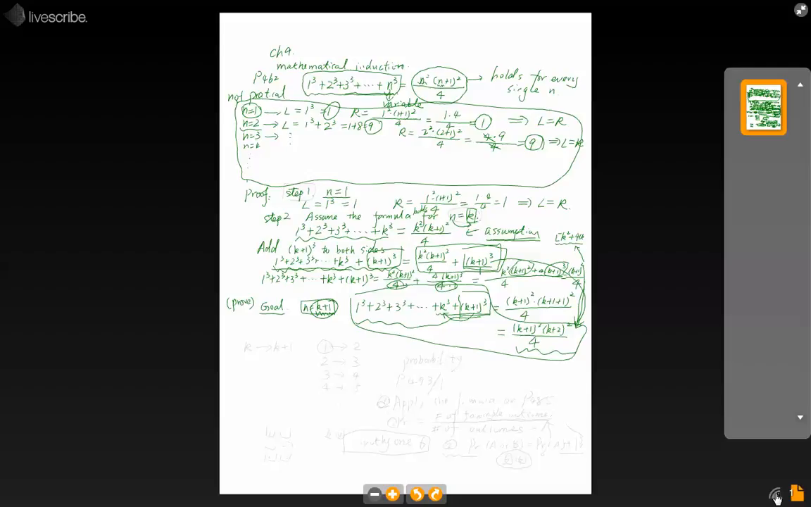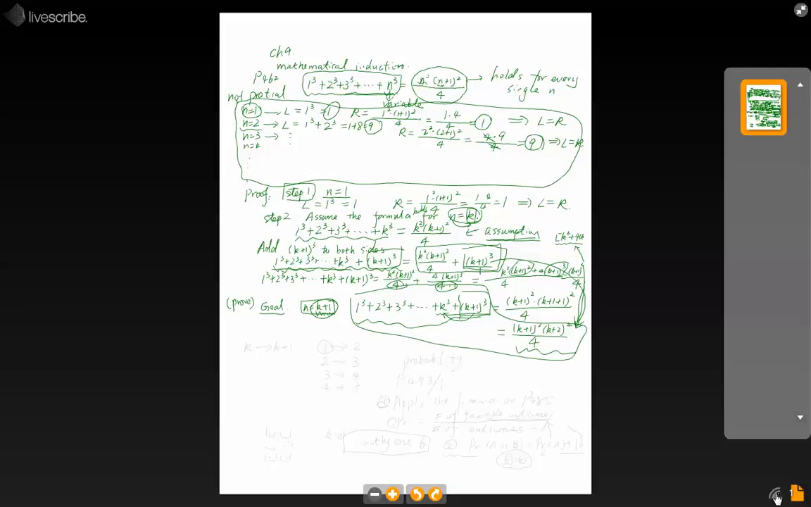The homework actually should be easier than this one because it doesn't have a cube power. So to follow the steps here, step 1, we need to prove the formula is true for n equal to 1, which is very easy. Check both sides, left and right. Step 2, we assume the formula holds for n equal to k, and we prove the formula can be extended to k plus 1.